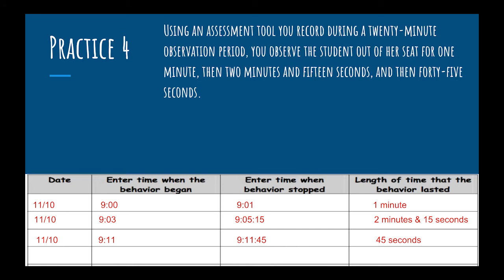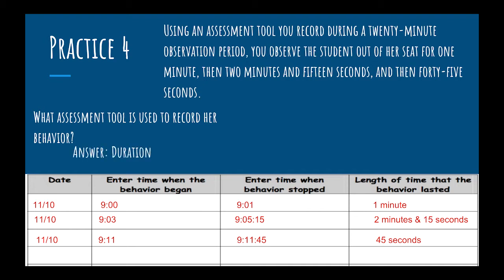Using an assessment tool, you record during a 20-minute observation period. You observe the student out of her seat for 1 minute, then 2 minutes and 15 seconds, and then 45 seconds. What assessment tool is used to record her behavior? What percentage of time did the behavior occur?